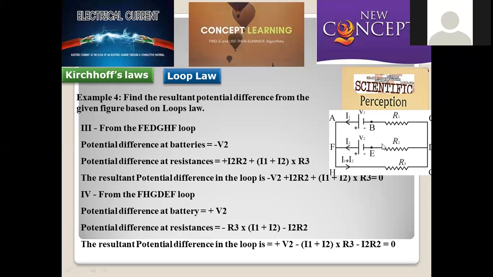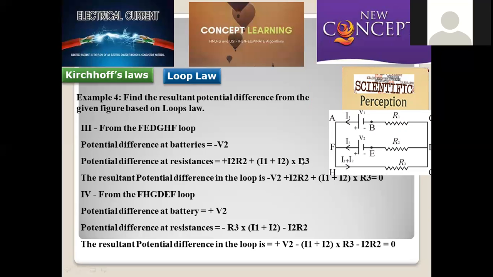So the sign will be I2, R2 will be assigned. And for this second resistor, what will be there? I2 plus I1, that is, the sum of I1 plus I2 can be taken and it should be multiplied with R3. I1 plus I2 into R3. So this will be the potential difference for the second resistor in this loop.